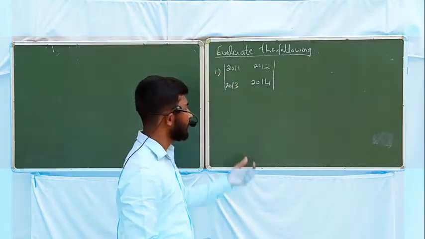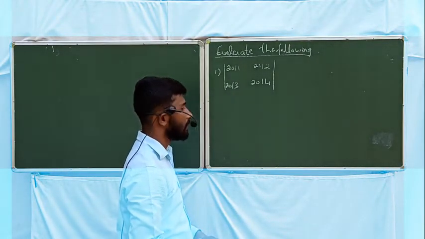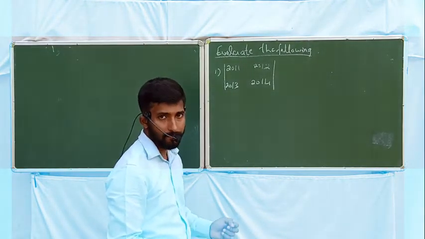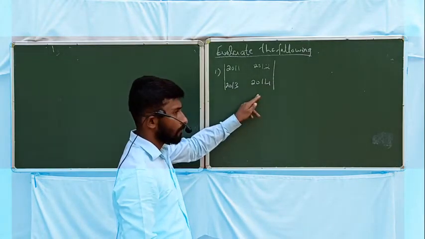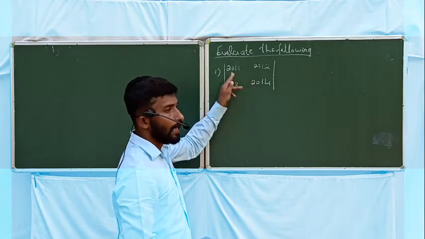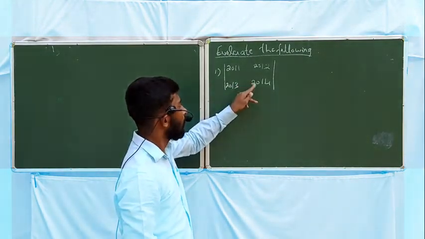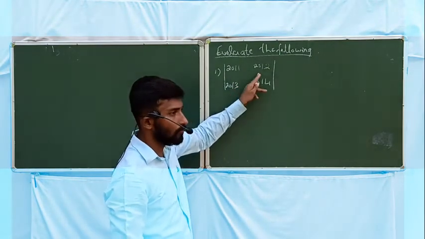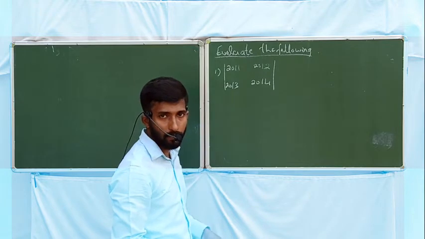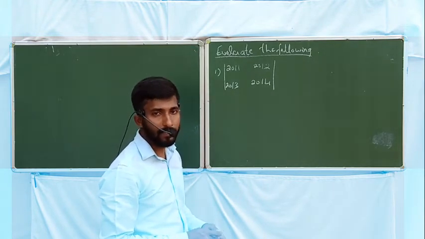Evaluate the following determinant. The row entries are 2011, 2012, 2013, 2014. You can see the entries. Without a calculator, it's a little difficult to calculate the value. We know how to calculate the determinant value: product of diagonal minus product of non-diagonal. But here big numbers are given. To solve this problem, we need to use the properties of the determinant.